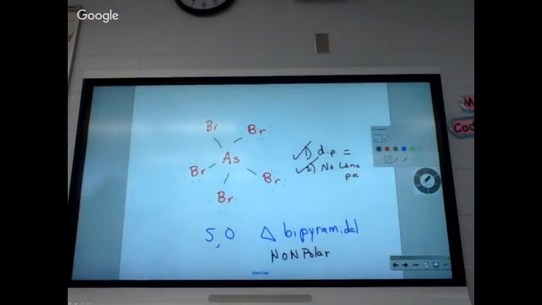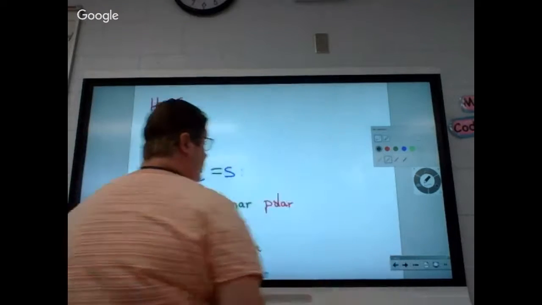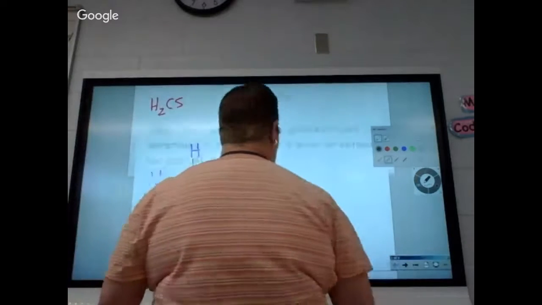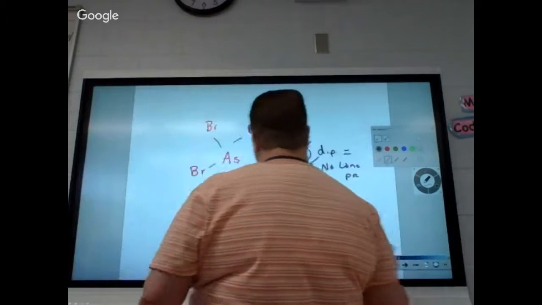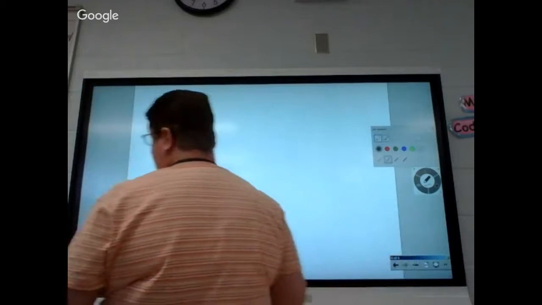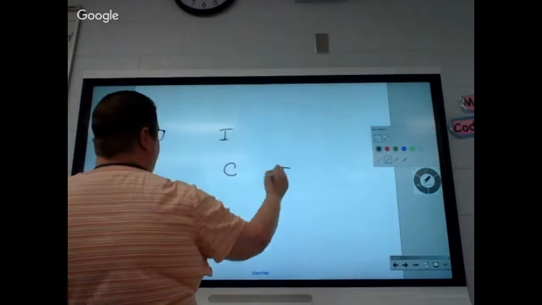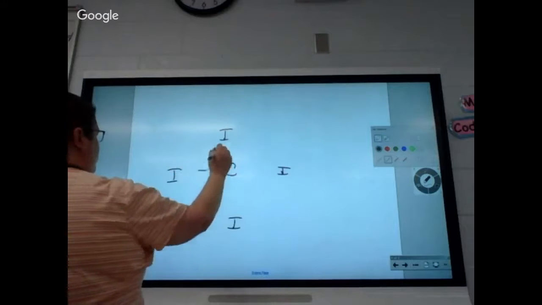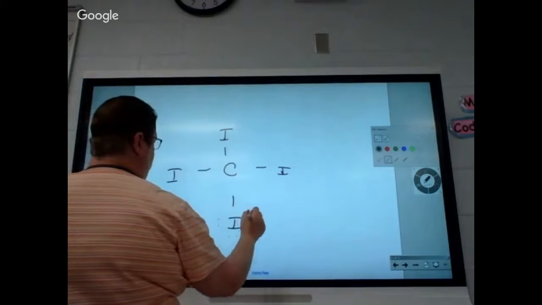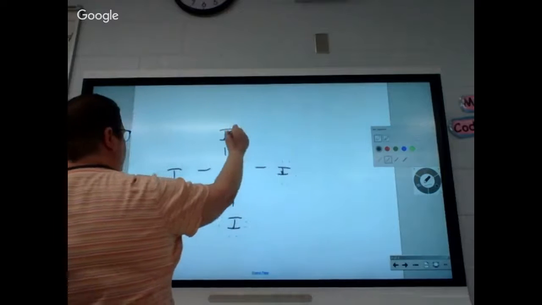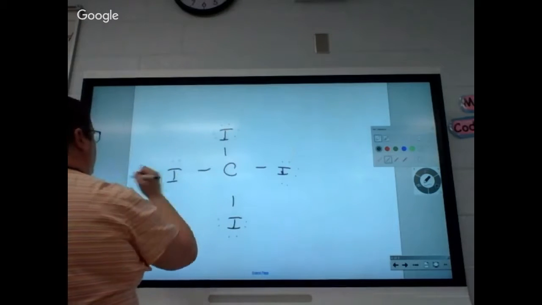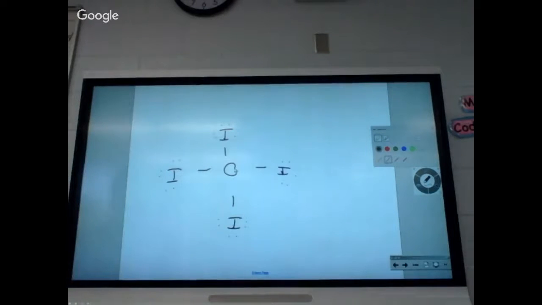Okay? All right, last question. Oops, one more. CI4. CI4 has how many electrons? 4 for carbon. 7 times 4 is 28. 28 and 4 is 32, so C, 4 I's, 2, 4, 6, 8, 10, 12, 14, 16, 18, 20, 32. All right, so when I finish drawing that in, does everybody have 8?